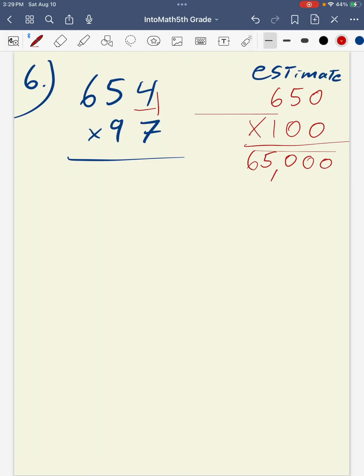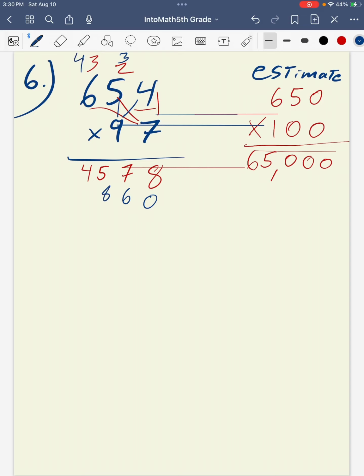Now we can multiply starting with our 1's. 7 times 4, 28. Carry my 2. 7 times 5, 35, plus 2 is 37. Carry my 3. 7 times 6 will equal 42, plus 3 for 45. Now, I move on to my 10's category, put my placeholder 0 because I'm no longer multiplying by 1. 9 times 4 is 36, carry my 3. 9 times 5 is 45 plus 3 for 48, carry my 4. 9 times 6 is 54 plus 4 for 58.